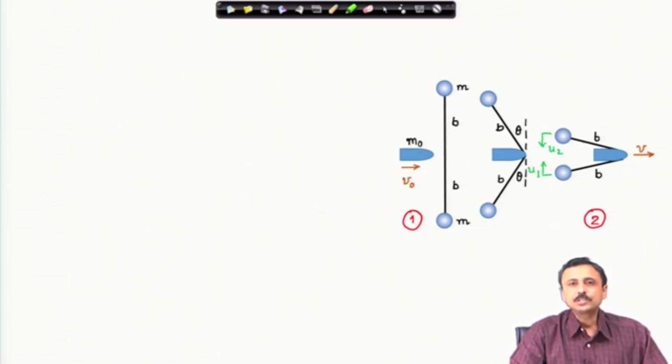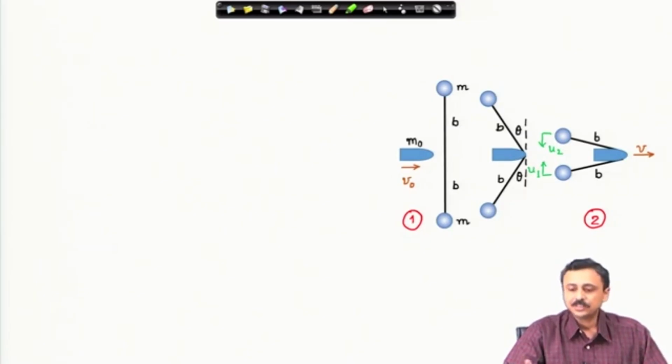Let us consider these two states of the system. I have marked in red 1 and 2. State 1 is just before the moving body hits the cord, and state 2 is when these two spheres are nearing contact. So, which means theta is approaching 90 degree, it is almost 90 degree. Theta is almost 90 degree, that represents state 2.